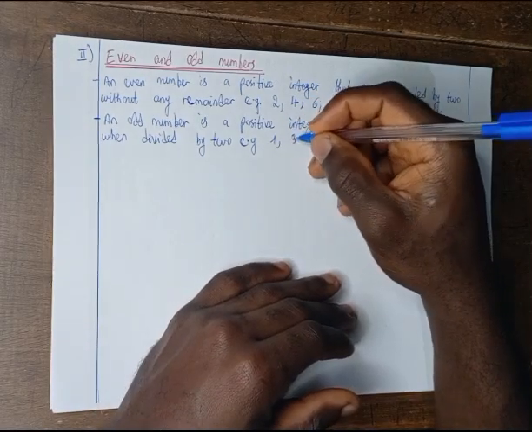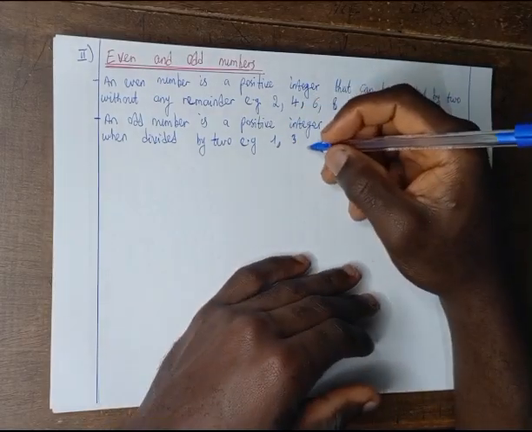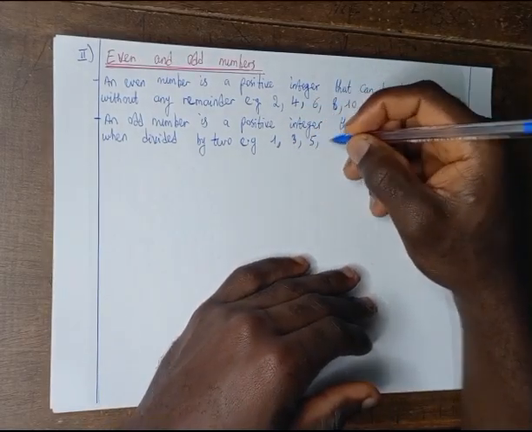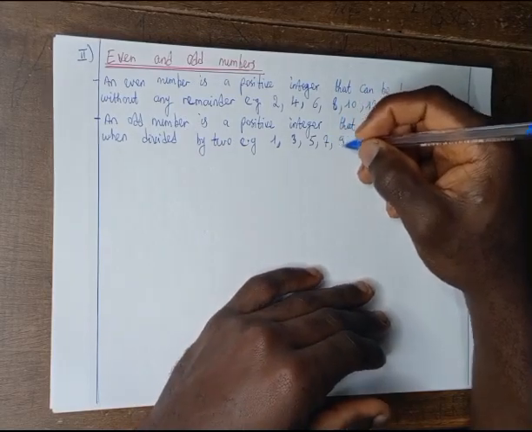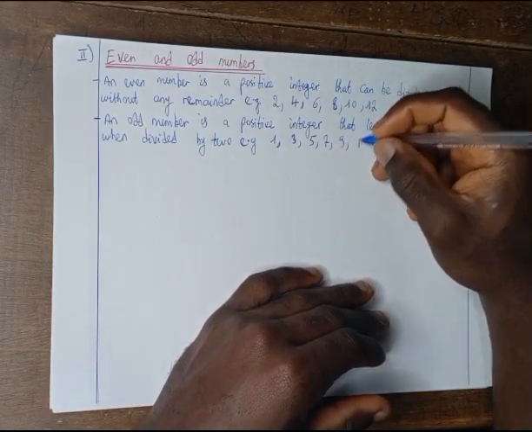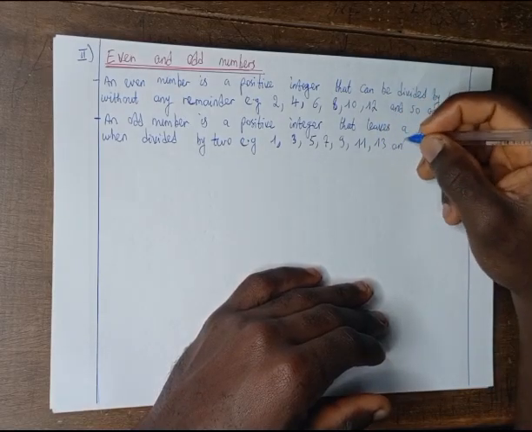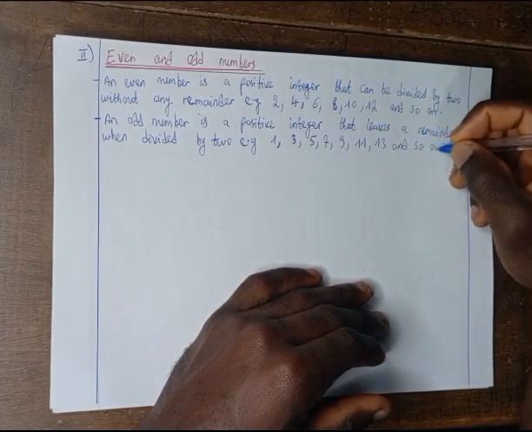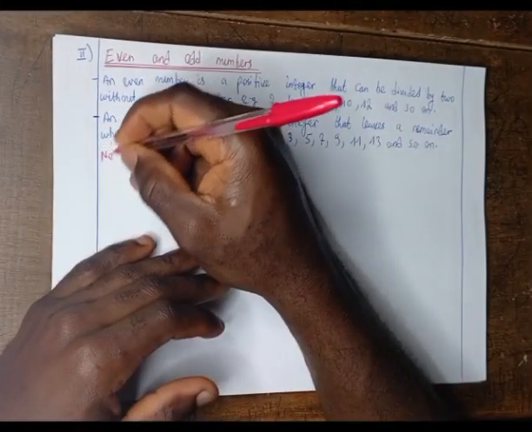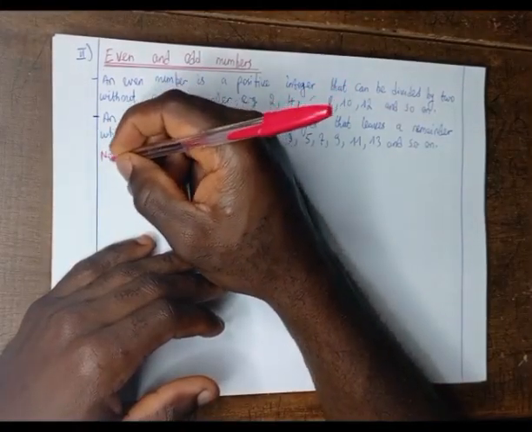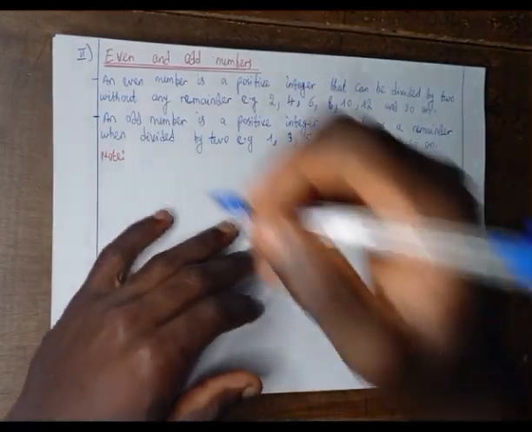If we divide 3 by 2, it leaves a remainder. Next, 5, 7, 9, 11, 13, and so on. Let's note this down. Note is very important.